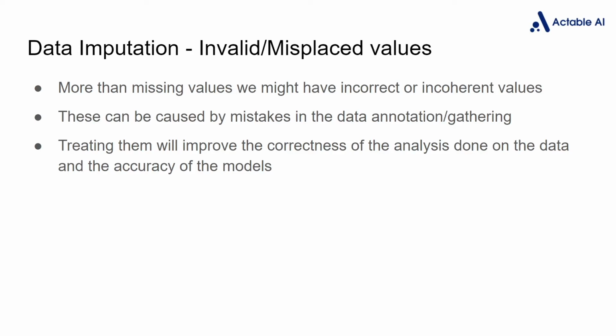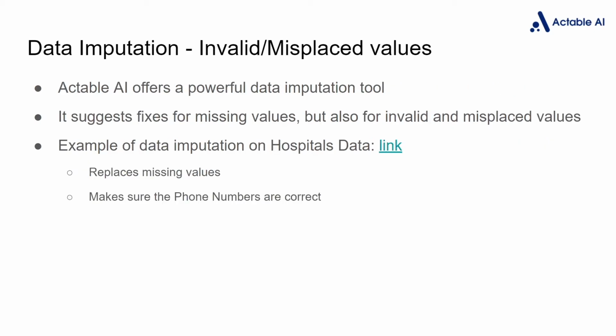I mean, it can come from multiple sources, but when we have them, it's important to treat those invalid values, basically because you most likely don't want an invalid data set, but also because it can improve the correctness of your analysis and the accuracy of the models you might train with that data. So how do we handle those invalid values?